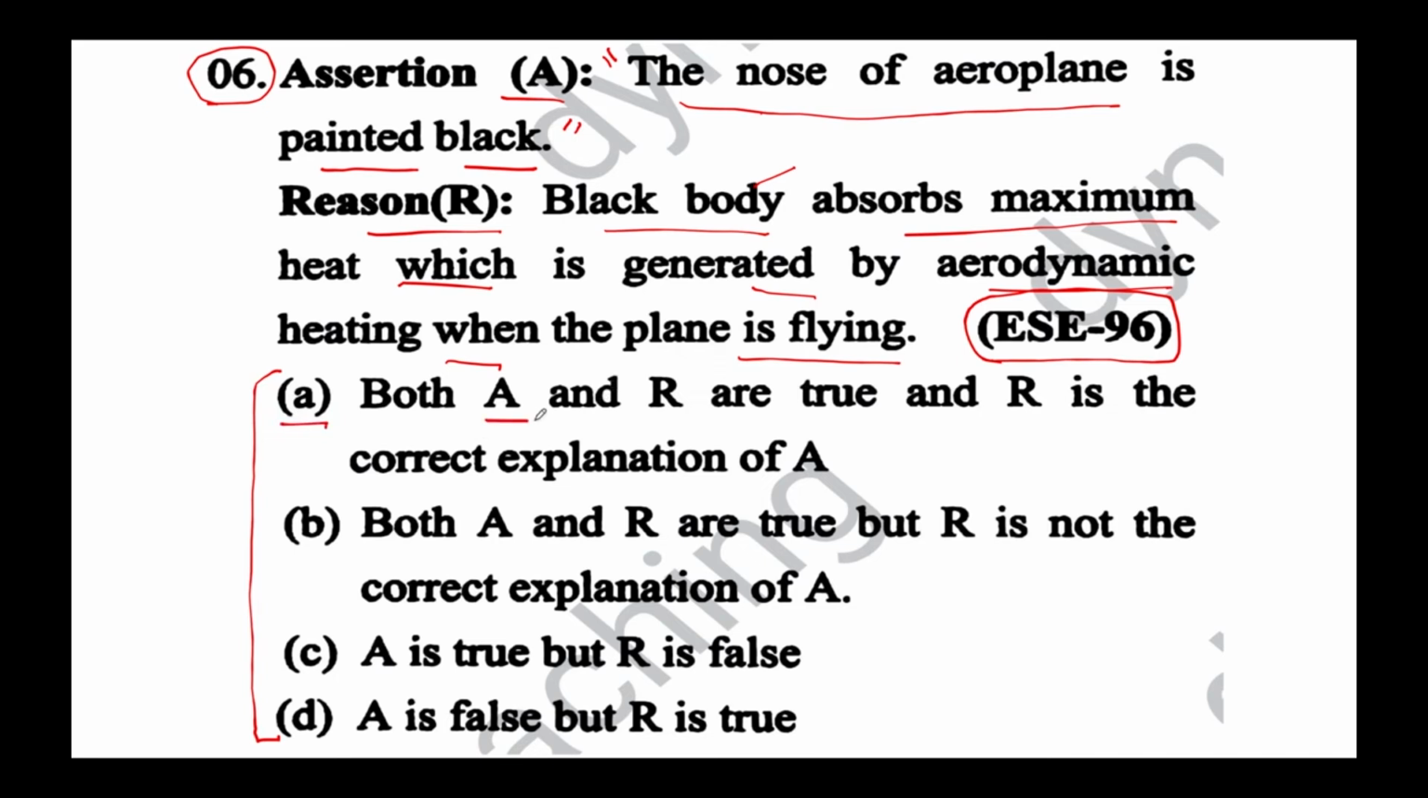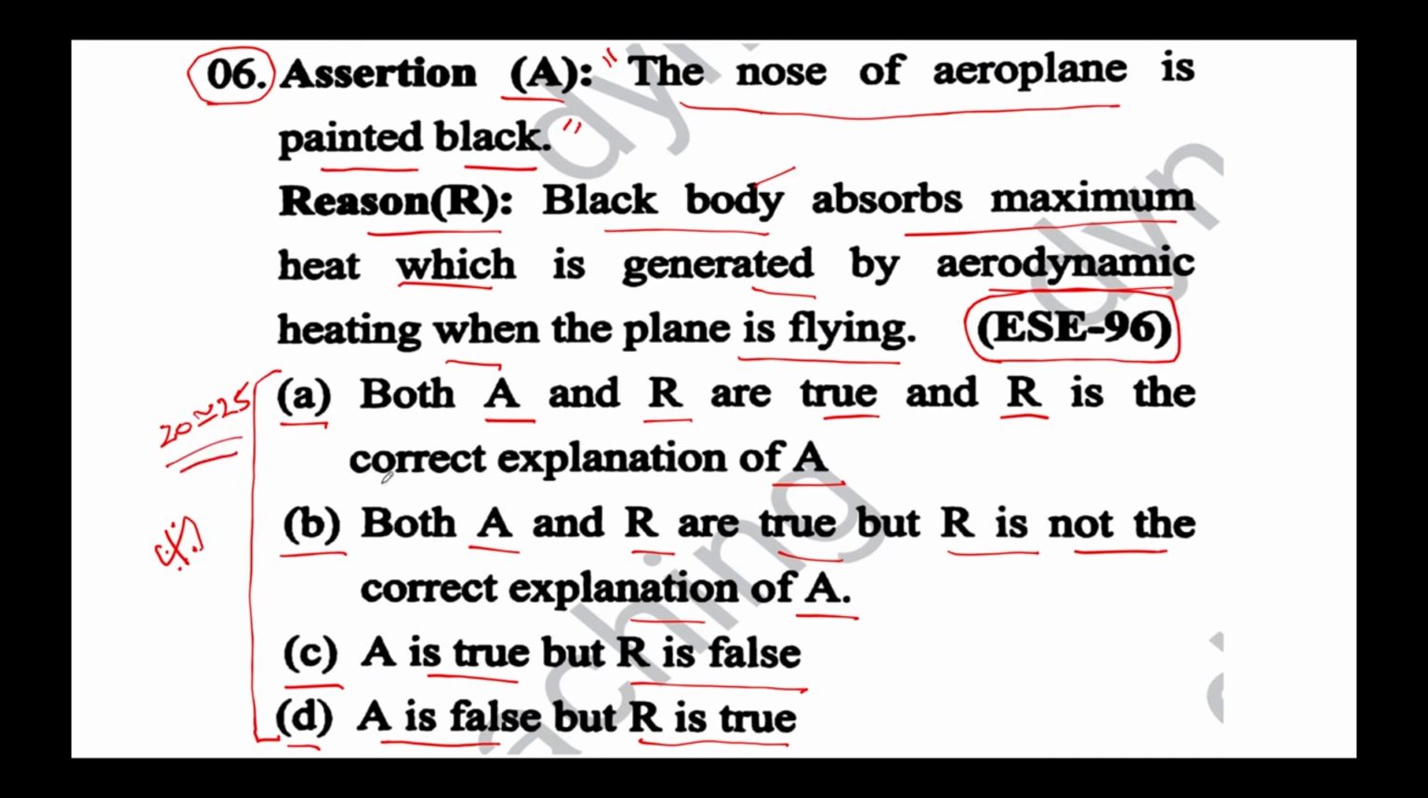Option A states that both assertion and reason are true, and reason is the correct explanation of assertion. Option B states that both assertion and reason are individually true, but reason is not the correct explanation of assertion. Option C states that assertion is true, but reason is false. And option D states that assertion is false, but reason is true. This is quite a complicated type of question, where you can expect as many as 20 to 25 questions in your ESE paper related to the same type of statements. So let's get into the solution part.